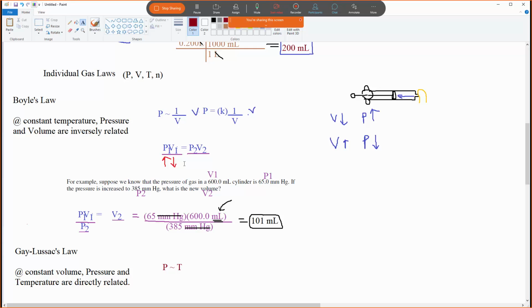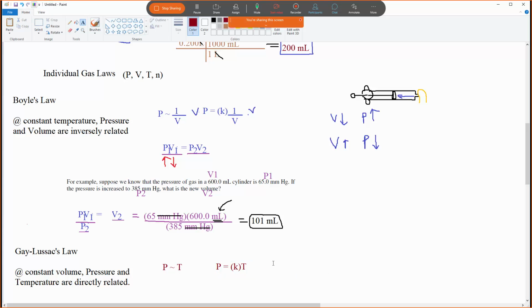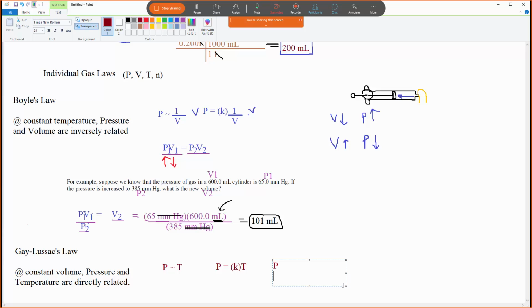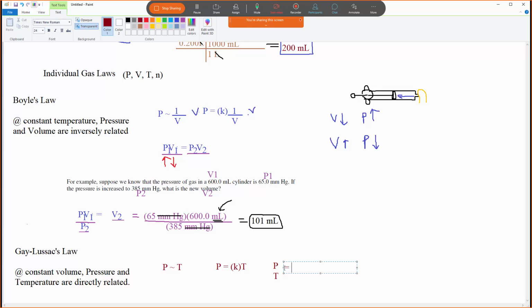So we're going to play the same little game that we did here and say, I don't like that little tilde. If I put in a little placeholder K, this is a different K, just some constant times that temperature, then it can become equal instead of just directly proportional. And then if I divide both sides by T, then P divided by T is going to equal some constant K.